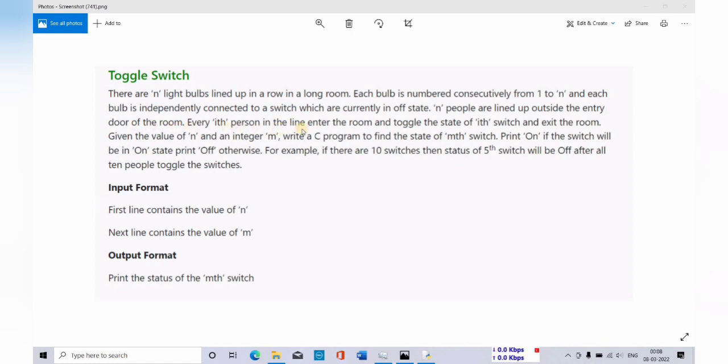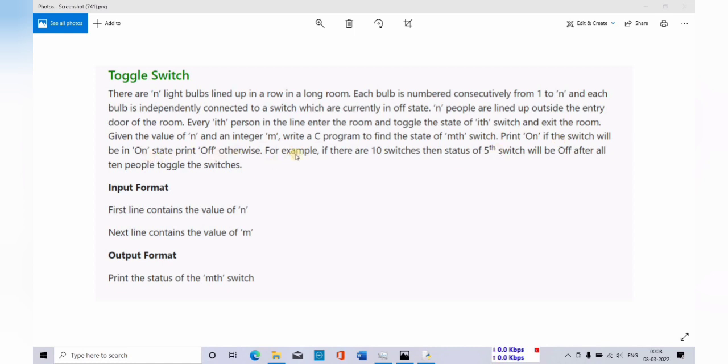Every ith person in the line enters the room and toggles the state of the ith switch and exits the room. Given the value of n and an integer m, write a computer program to find the state of the mth switch. Okay, this is what you have to do. Print on if the switch is on, otherwise you have to print off.